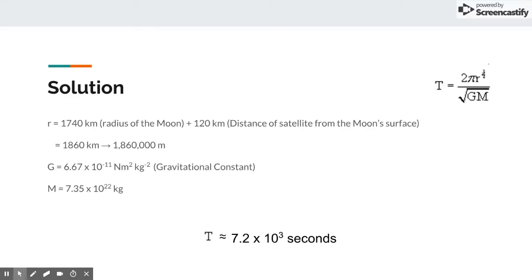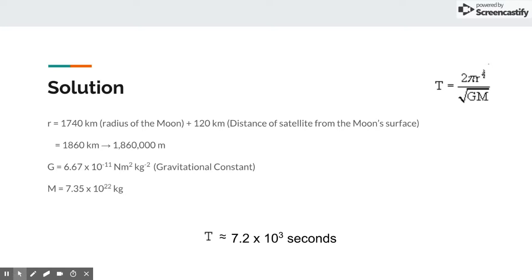Anyways, the radius of the orbit is taken from the center of the moon, which is why we will add the radius of the moon to the satellite's distance from the surface of the moon. Big G is a constant that you should all know, and it happens to be 6.67 times 10 to the negative 11 newton meters squared over kilograms squared. And the mass of the moon is 7.35 times 10 to the 22nd kilograms.